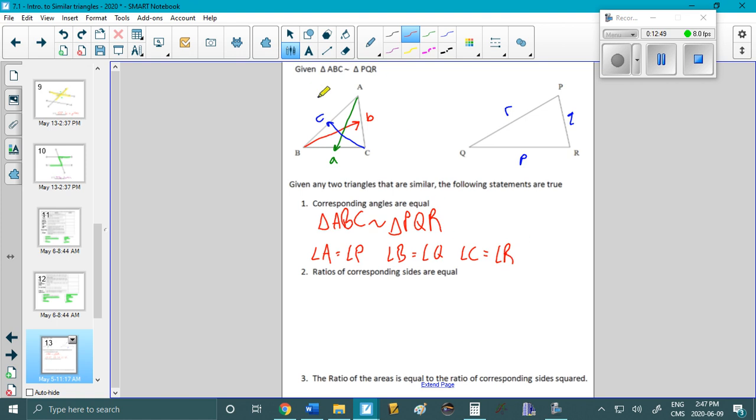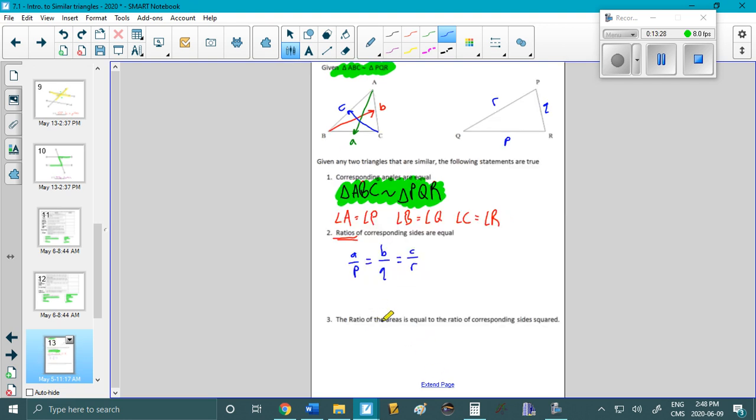Now, to do this, we don't look at the triangles at all, because sometimes one of them might be flipped around or upside down or whatever. So what really matters here is this similarity statement. It is the absolute key to solving these problems. This also says that the ratios of corresponding sides are equal. So if we take side little a and divide the length by side little p, that's going to equal the length of b over the length of q, and that's going to equal the length of c over the length of r. And that is going to help us to solve some problems.